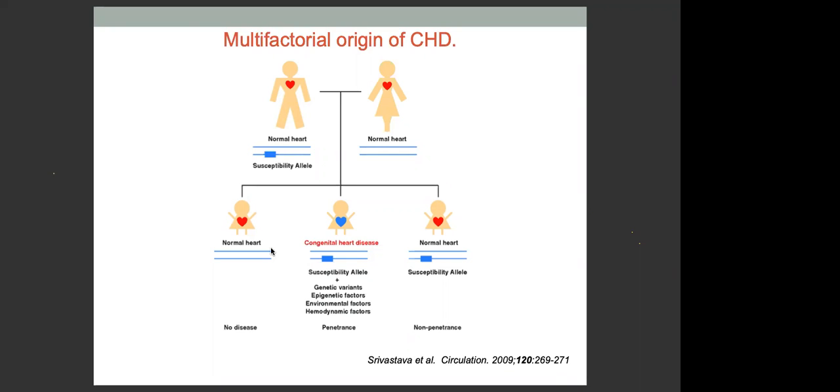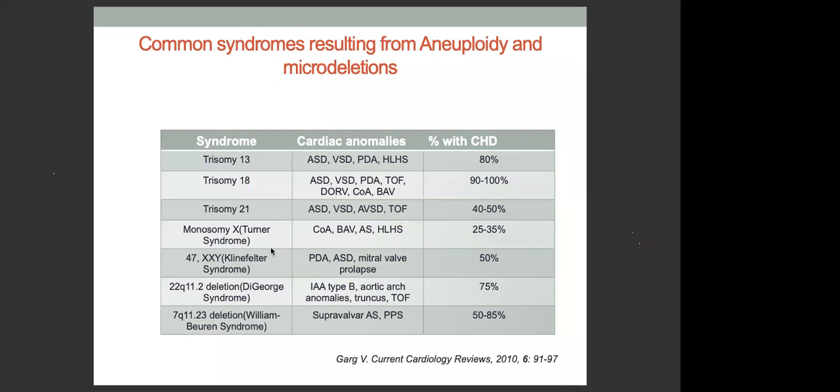There are various syndromes which happen due to aneuploidy and microdeletions. For example, trisomy 13, among the most common ones, which has ASD, VSD, PDA as well. Similarly, trisomy 18. Other than the above subsets, they will have TOF or other variants as well, which can be seen in 90 to 100% of cases. Similarly, the other variants, like trisomy 21 or Turner syndrome. Turner syndrome, I am sure a lot of people may recall, otherwise DiGeorge syndrome as well.